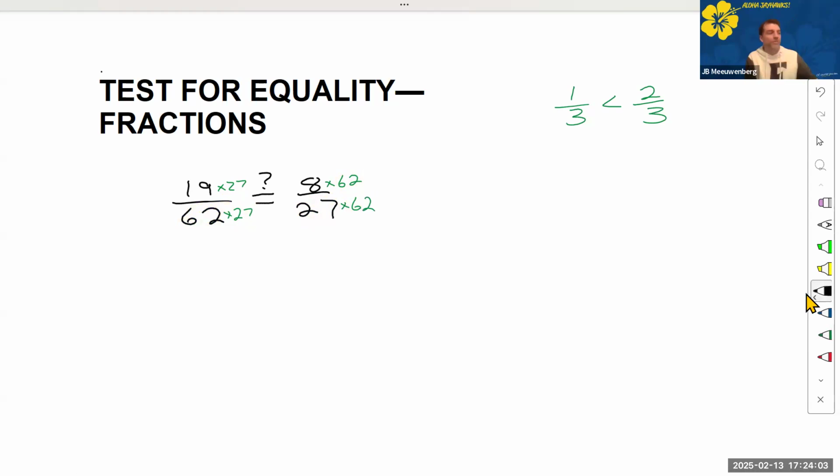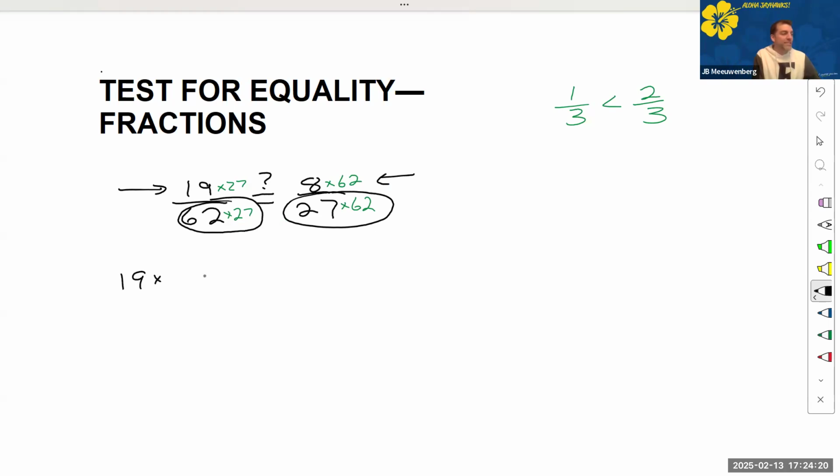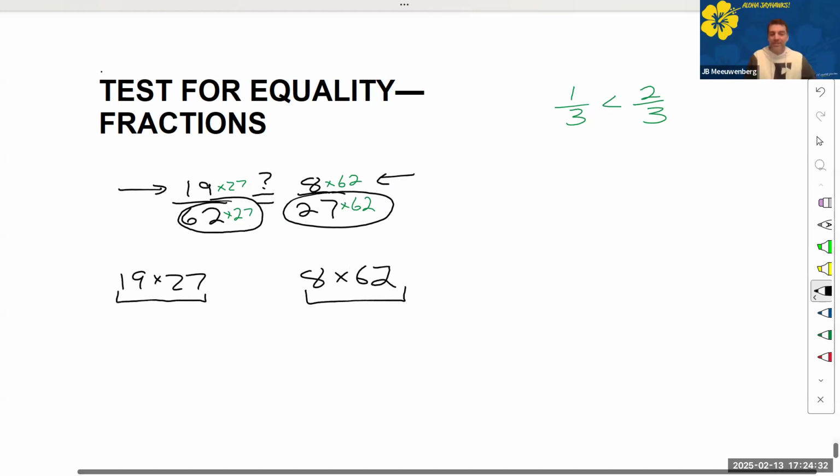Rather than actually doing the multiplication, I want to show you an intermediate step. Notice that the denominators here and here, no matter what that number is, are going to be the same. What I care about now are the numerators, these things on top. 19 times 27 and 8 times 62. We already know that the denominators will be the same. So what we really care about are the results of this multiplication.